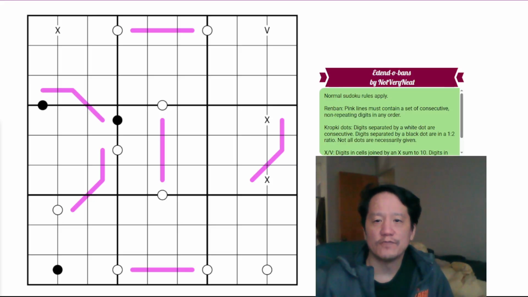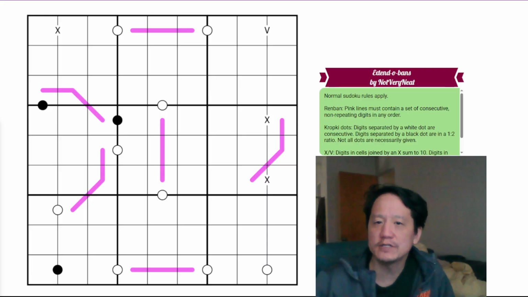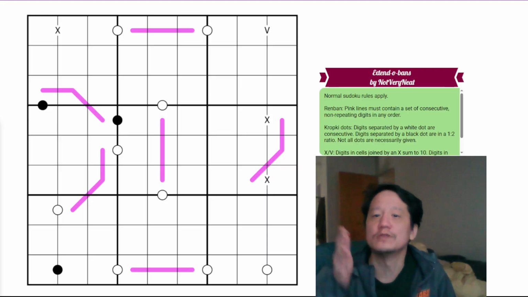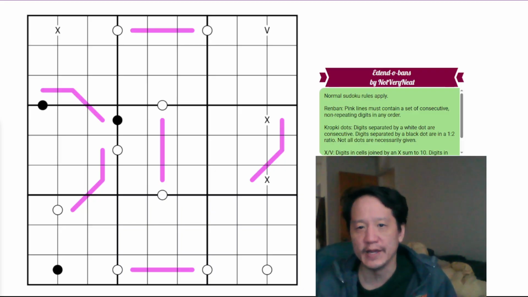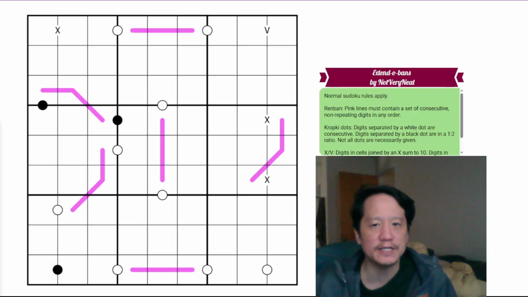Hello everyone, I'm Frank and welcome to Learn How to Sudoku, where we take a very easy variant Sudoku puzzle and we break it down in detail so that you can learn how to Sudoku. Today's very easy puzzle is called Extendo Bands by Not Very Neat. And here are the rules.